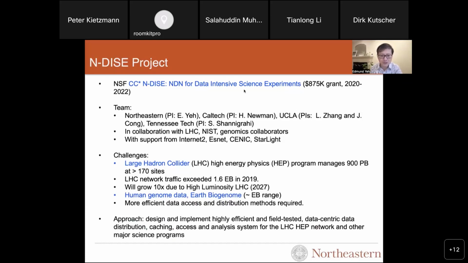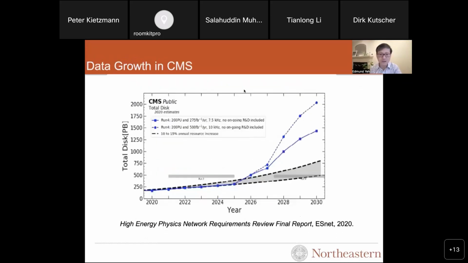Our approach in this project is to design and implement a highly efficient and field-tested data-centric data distribution, caching, access, and analysis system for LHC, high energy physics networks, and many other major science programs. So we are approaching this problem from an information-centric point of view, specifically using NDN protocols, algorithms, and architecture.